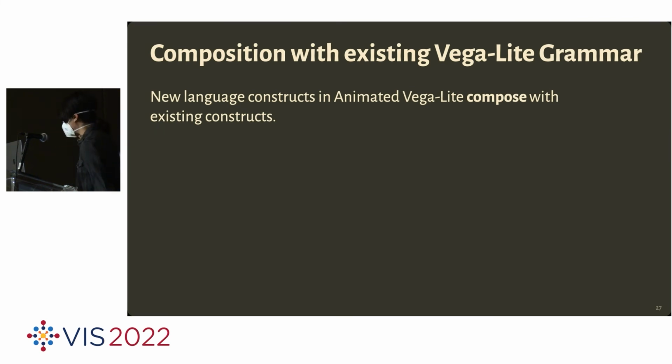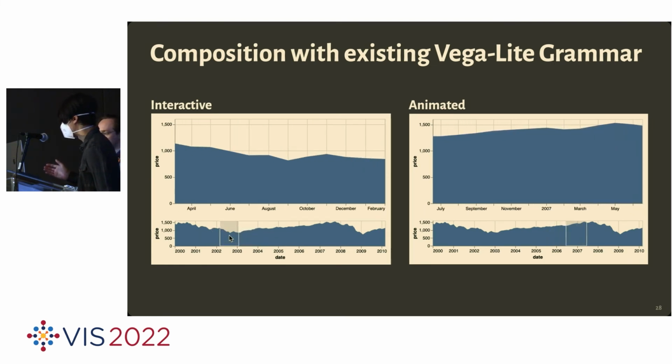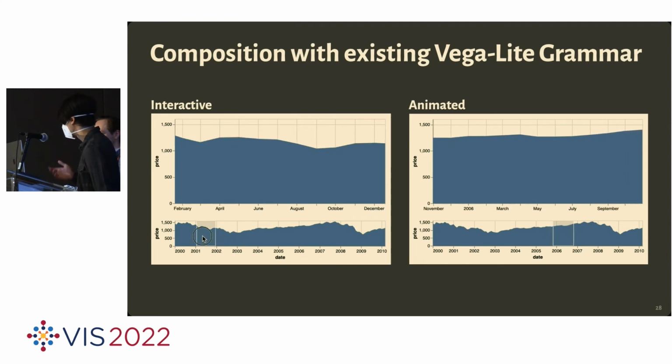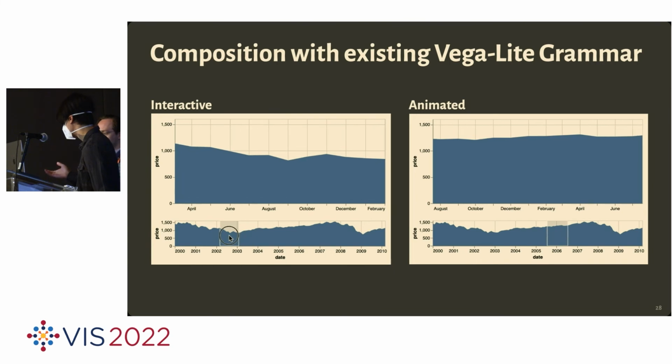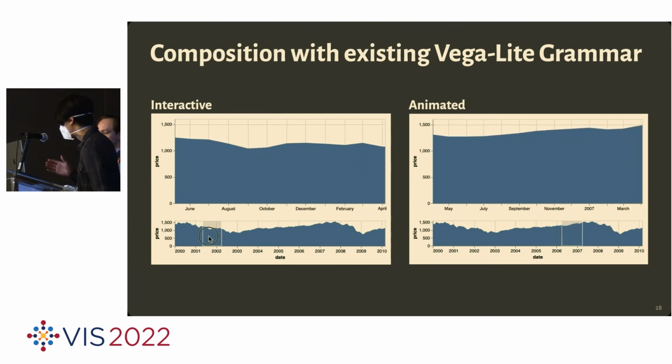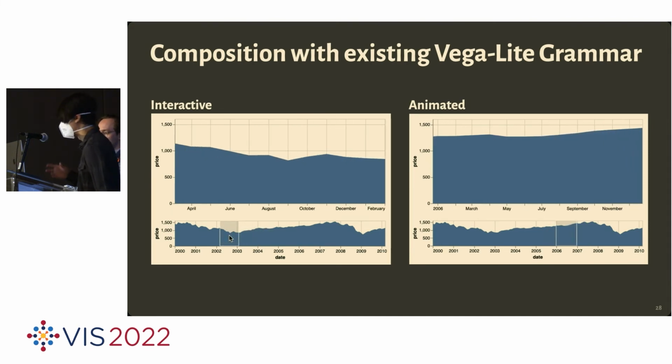Animated Vega-Lite adds very few new language constructs. Its abstractions are designed to compose with Vega-Lite's existing constructs. Many of our examples show the benefits of this composition. Because animation and interaction both use selections, any dynamic behavior that can be driven by an interaction can also be driven by an animation. For example, we take this classic example of an interactive chart and turn it into the equivalent animated chart by changing the event type from drag to timer.